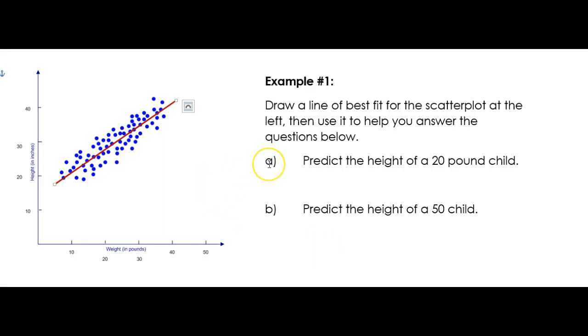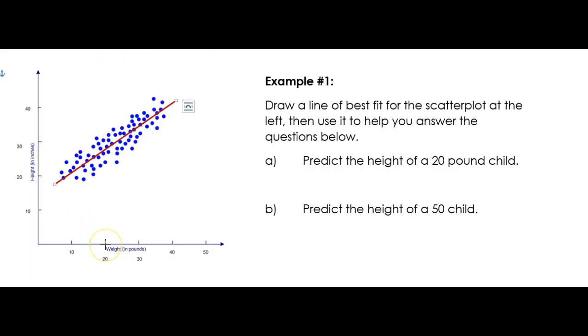So now the question says, predict the height of a 20-pound child. Sometimes I don't have the exact data point. I don't want to look at the data points anymore anyway. I want to use my line of best fit because remember, that's representing on average what the trend is. So I'm going to insert a different color line now, and I'm just going to follow that up.